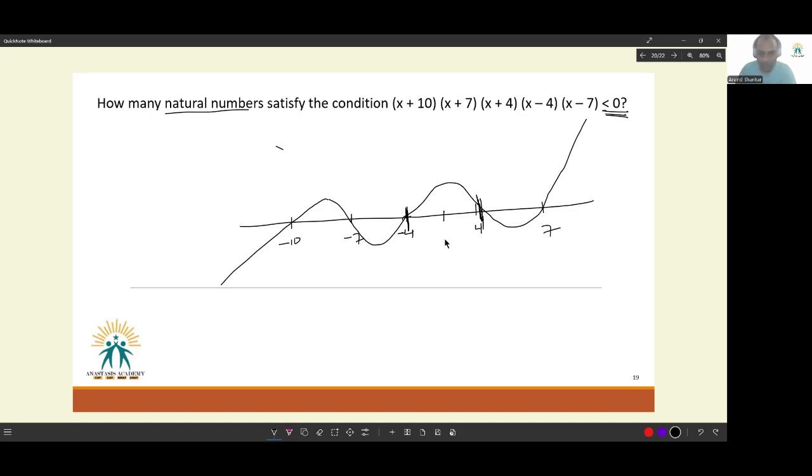The natural number range starts from here, 0 onwards to this place. In this range, the only two spots where it is less than 0 will be this 5 and this 6. For values of 5 and 6, it will be less than 0. From 0 to 4, everything is positive, and after 7, everything is positive. So for how many natural numbers will this condition be satisfied? There will be only 2 natural numbers.